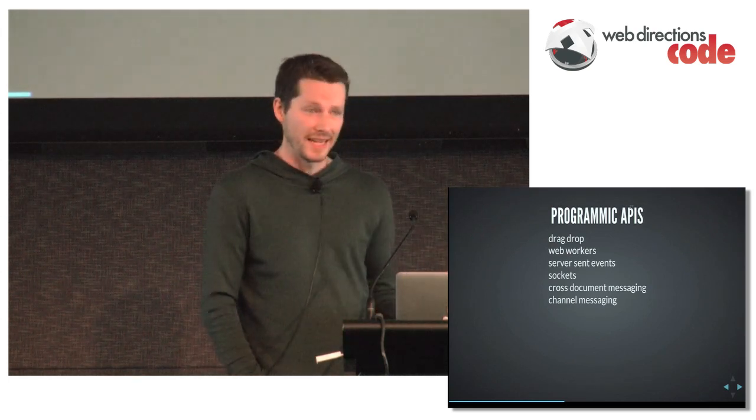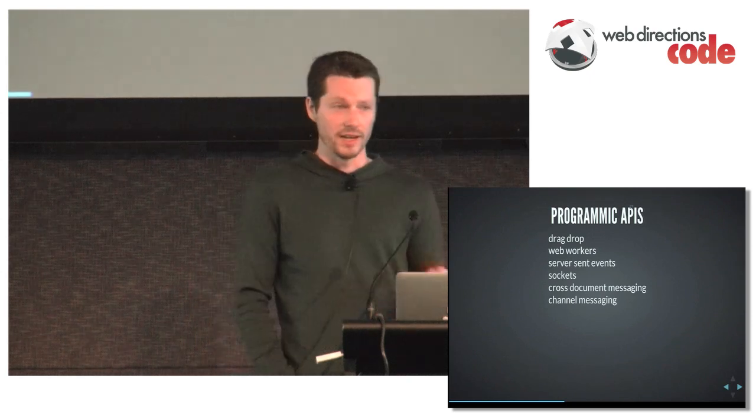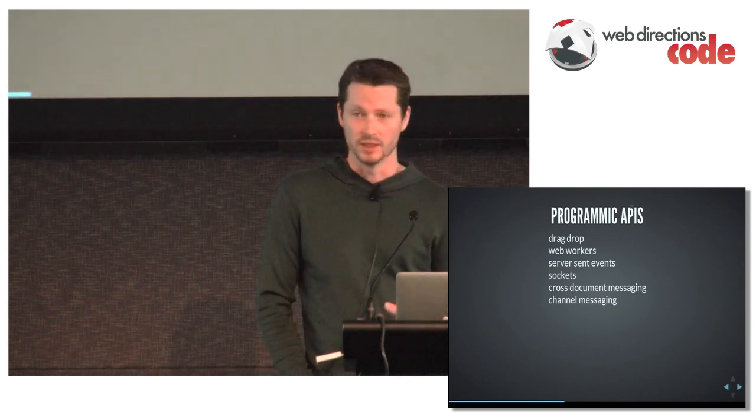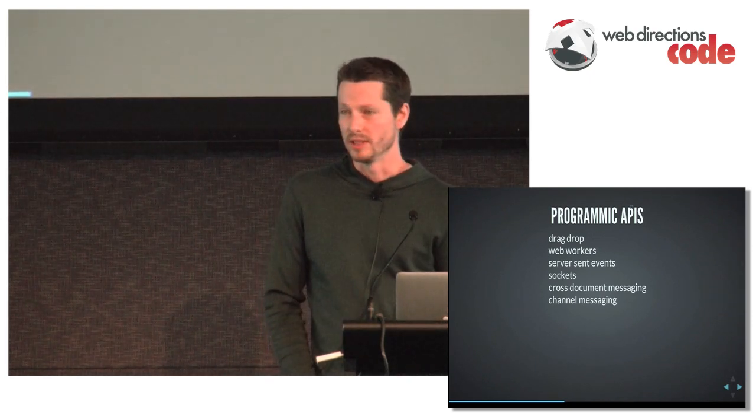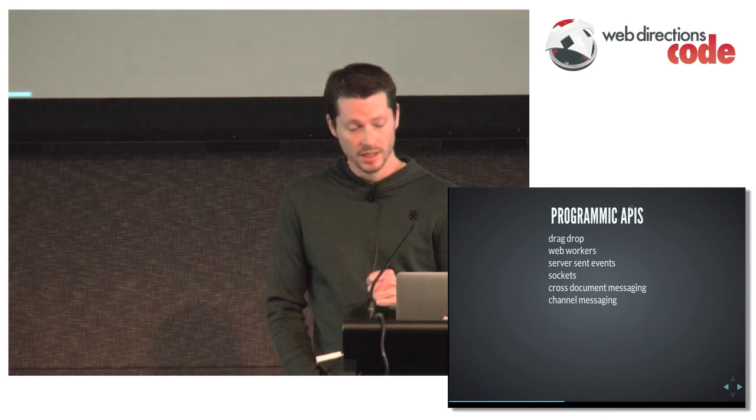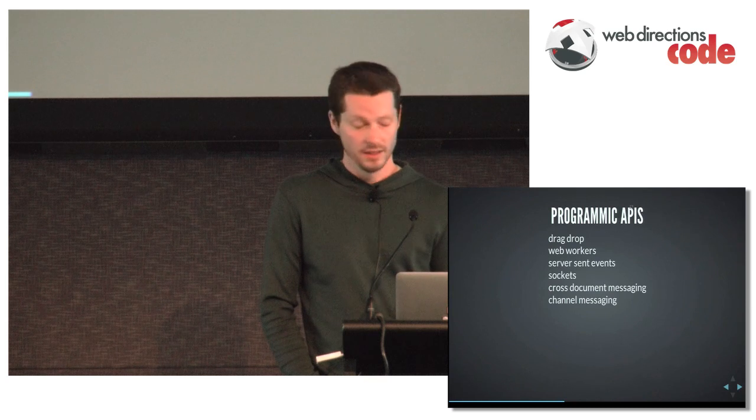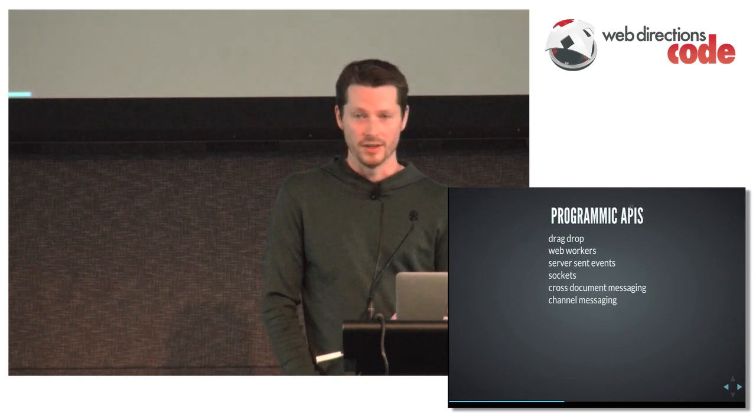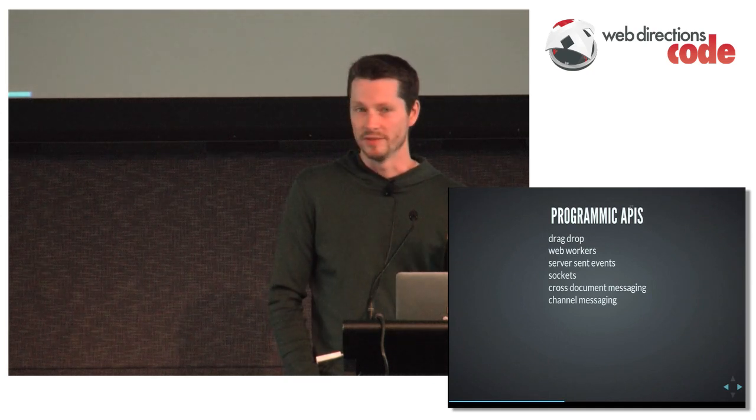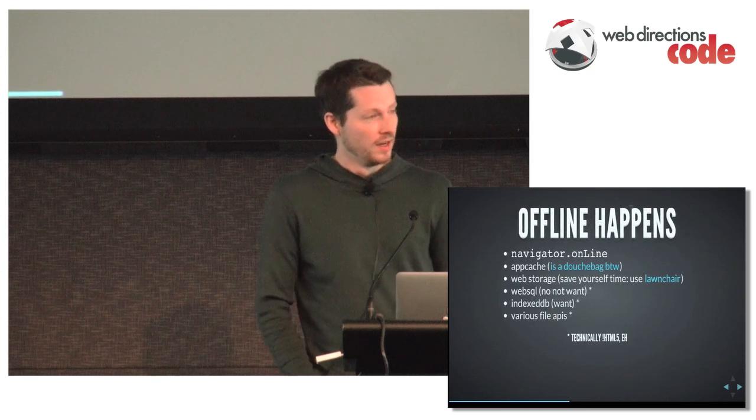There are a whole bunch of programmatic APIs that are part of what we like to call HTML5. So things like drag and drop, super important. Web workers is very important. That's actually dropping. I guess that's implemented now in iOS 5, for example, in Safari on there. Server events is very interesting. Sockets, also in iOS 5. Cross-document messaging, channel messaging. And I think Damon is going to be talking about HTML5 messaging right after this. Should be very interesting.